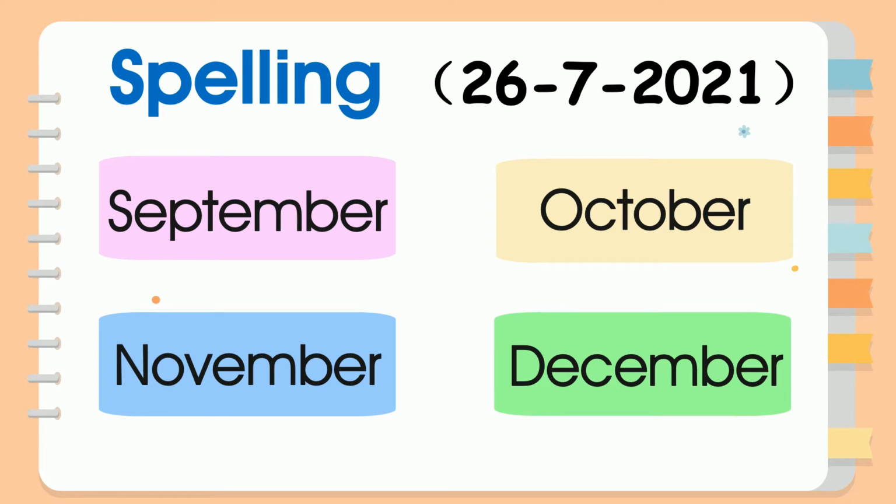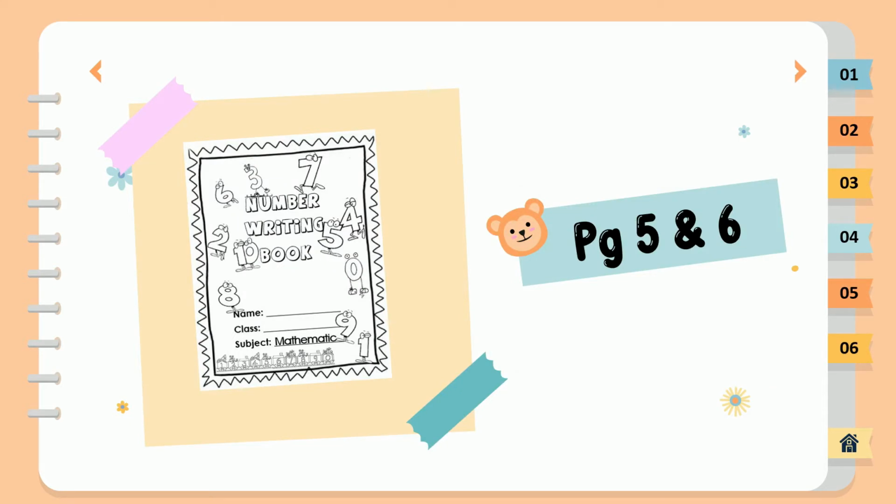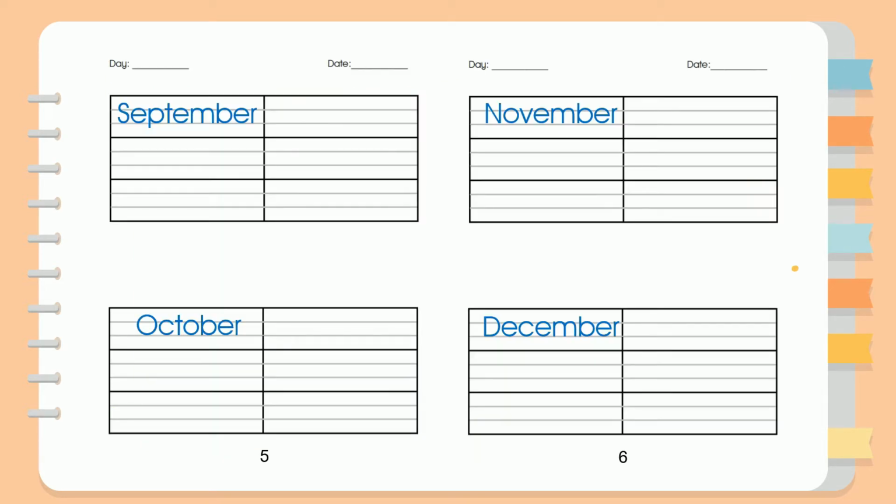So, fighting! After we revise our spelling, now please take out your number writing book. Today we're going to do page 5 and 6. Please write down the day and date. Today we're going to write September, October, November and December.